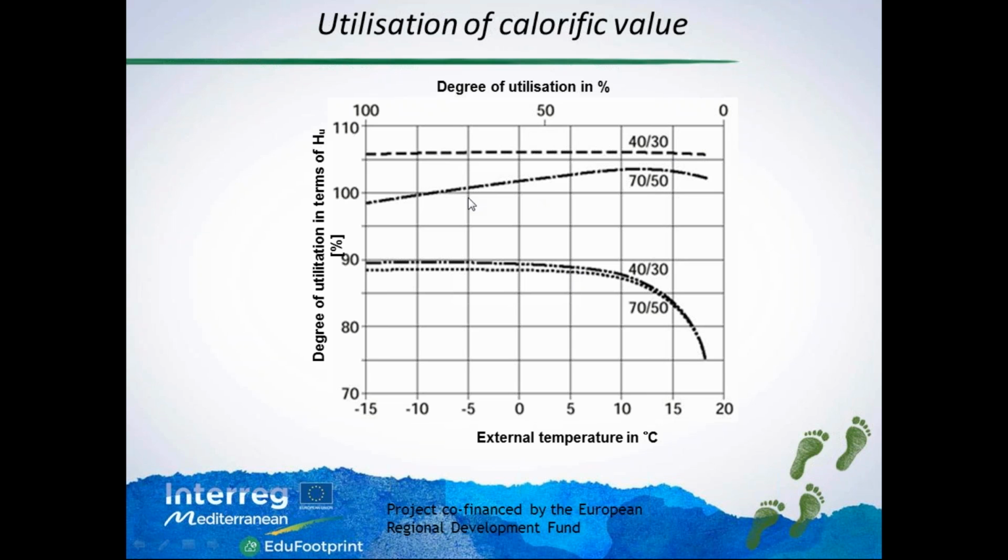If we have a condensing boiler, the difference between a high temperature and a low temperature is very high. If you have -5 degrees outside, a condensing boiler which has distribution pipework sprung with 70 degrees is 5–6% less efficient than a condensing boiler working with 40–30 degrees water. And this is very important.